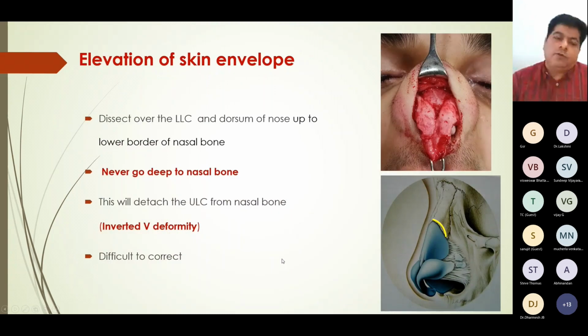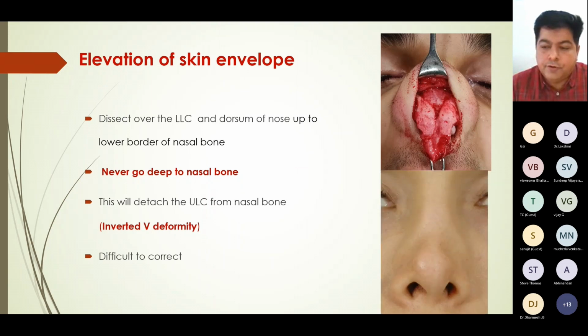Once you have elevated the skin envelope, you have to dissect all over the lower lateral cartilages and right on the bony dorsum. But once you reach the junction of the upper lateral cartilage and the nasal bone, never go deep to the nasal bone, because that will detach the upper lateral cartilage from the nasal bone and lead to something known as inverted V deformity, something like this. This is very difficult to correct. So best is not to have this deformity in the first place.